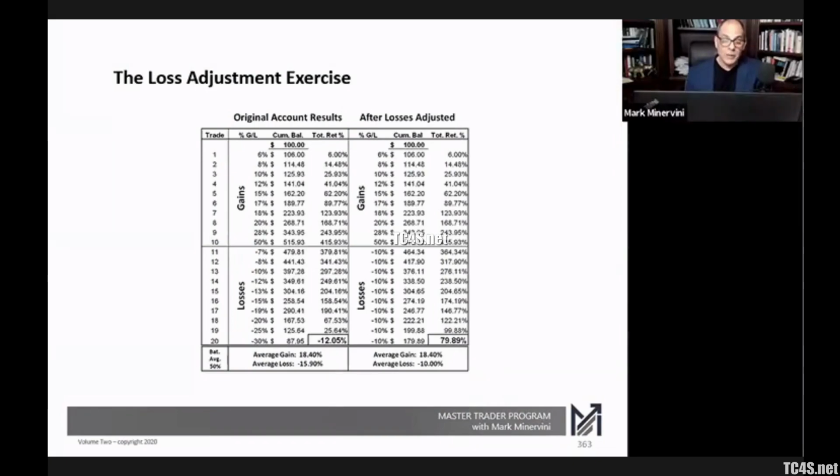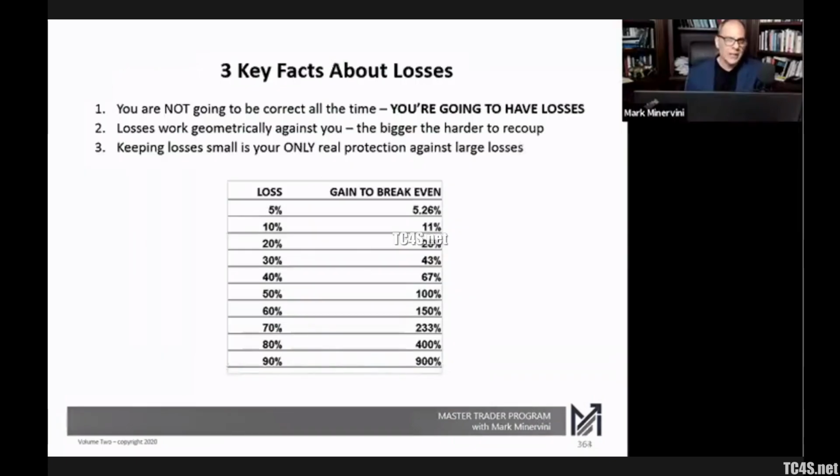So why are losses so important? I'm sure you've seen some of these exercises or numbers before. Most people know that losses work geometrically against you. If you don't, let's quickly look at 3 key facts. Number one, you're definitely going to have losses. You're not going to be correct all the time. If you're the best trader in the whole world, you're not going to be correct all the time. And you're going to have big losses if you don't cut them short when they're small. That's a guarantee.